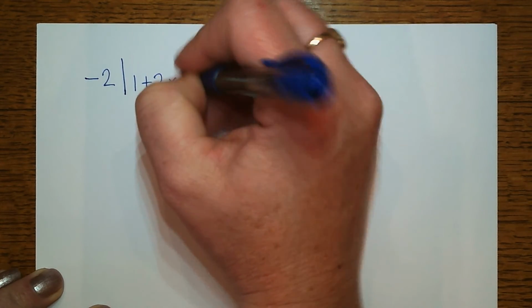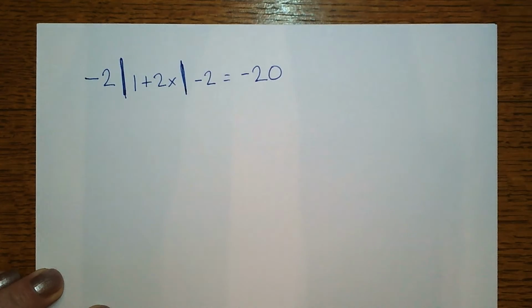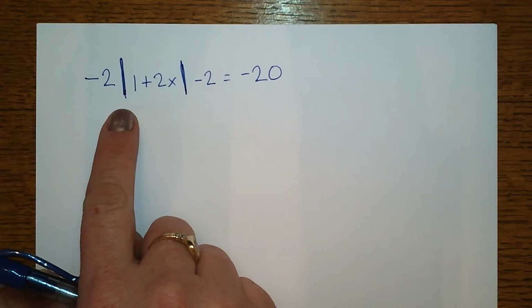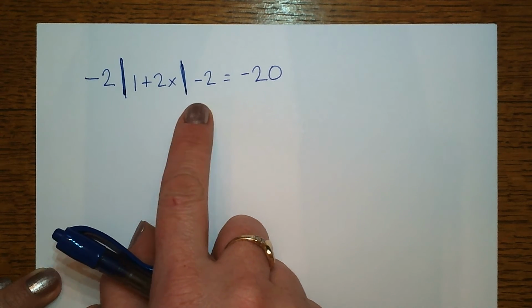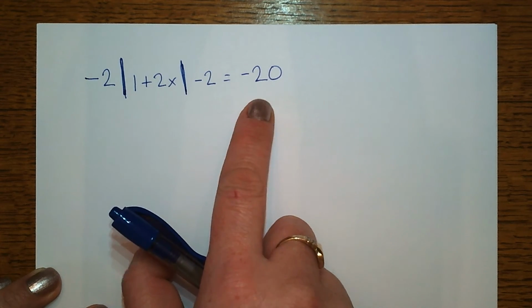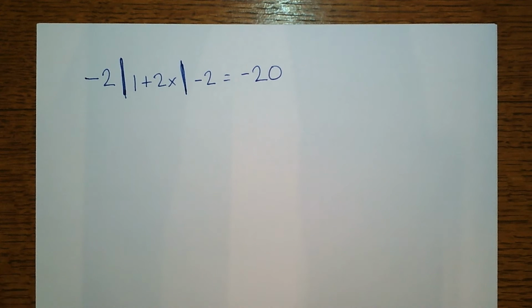Okay, make sure you can tell that those are my absolute value bars. Negative 2, absolute value, 1 plus 2x, absolute value, minus 2 equals negative 20. So I want you to press pause on the video, work out this problem, make sure you get rid of everything outside the bars, and then set up your two equations, and then play the video and check your answer with mine.